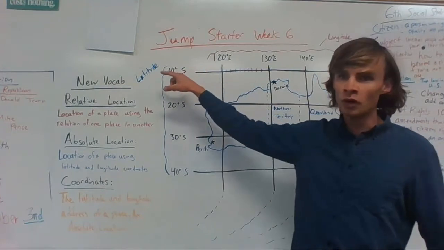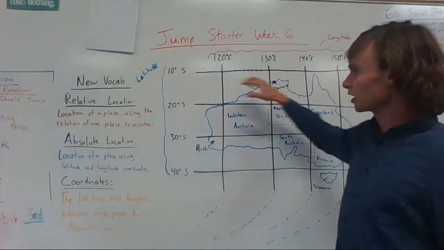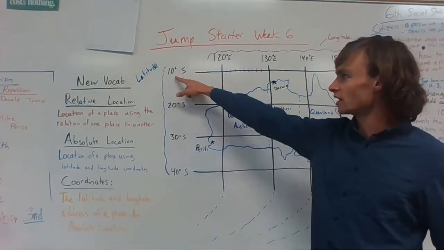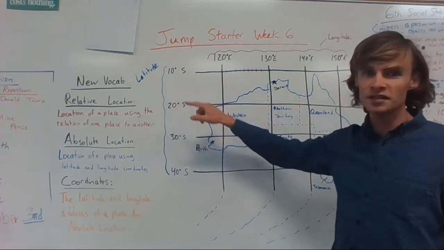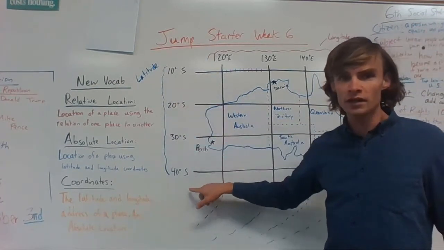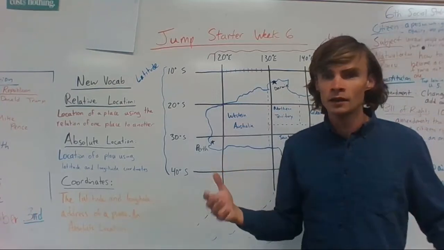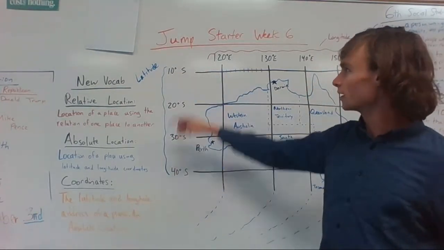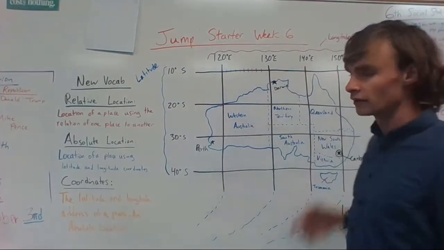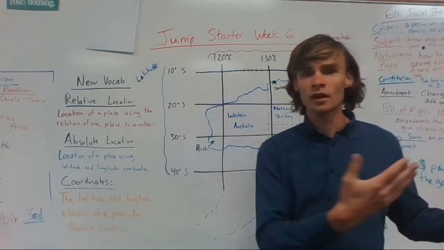Lines of latitude run horizontally, and they are measured in north to south coordinates. So we have 10 degrees south, 20 degrees south, 30 degrees south, 40 degrees south. These are parallel, and they wrap all the way around the world. So latitude are the horizontal ones, longitude are the vertical ones. Those were from a couple weeks ago.